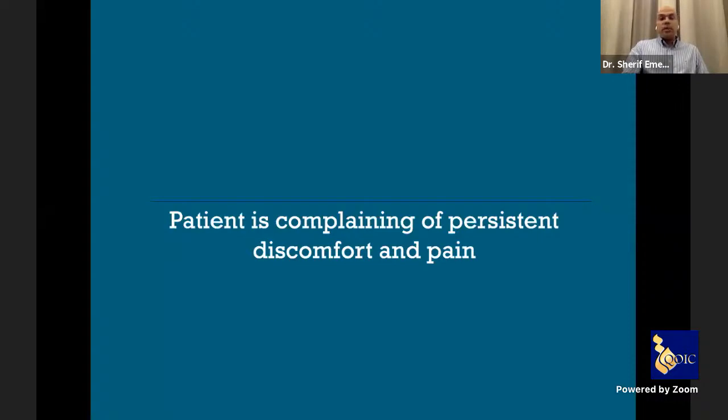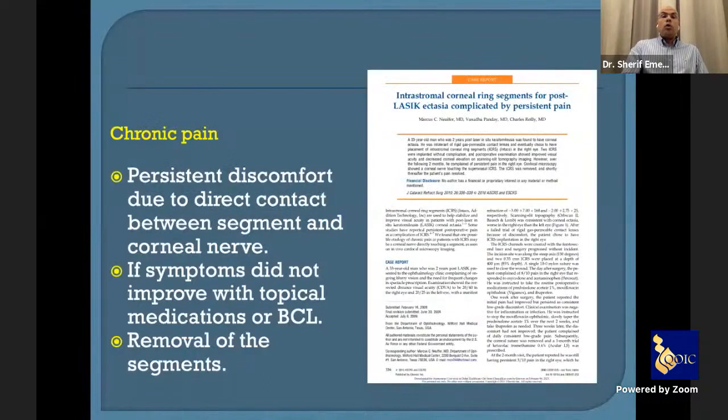Intact in a good depth, it's not superficial. So I decided to remove the intact, and I find the paper said that sometimes when we insert the intact or the intracorneal rings, sometimes it touches one of the corneal nerves, causing persistent discomfort due to direct contact. And this is one of the very rare complications of the intracorneal ring segment.